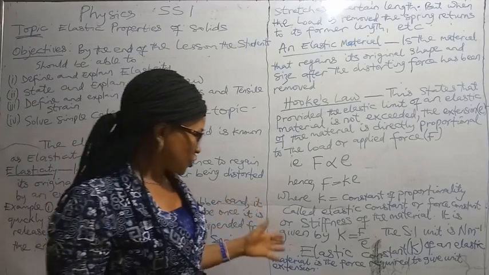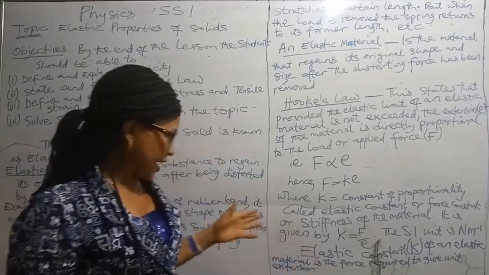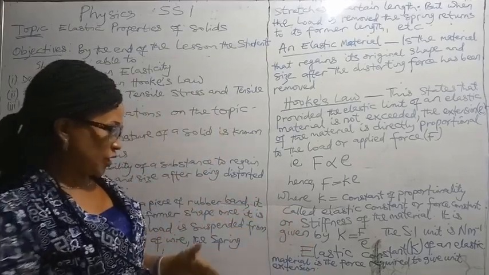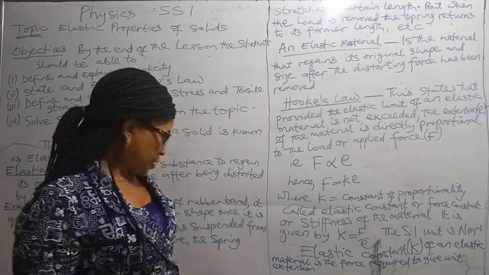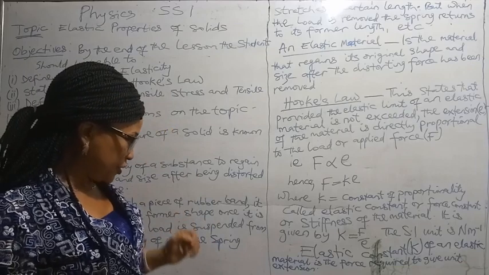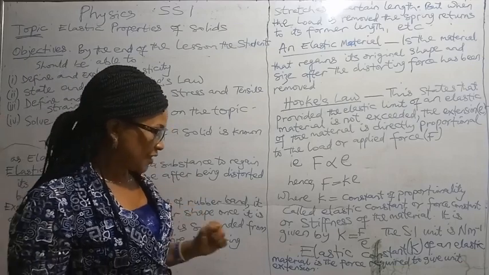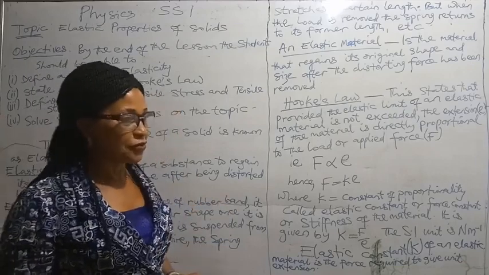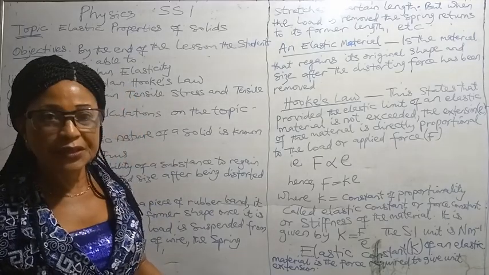Now, what is actually the definition of this elastic constant, which we call stiffness? It is the force required to give unit extension.